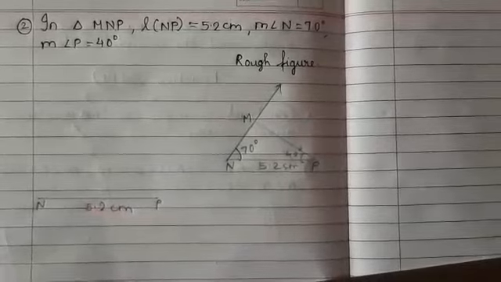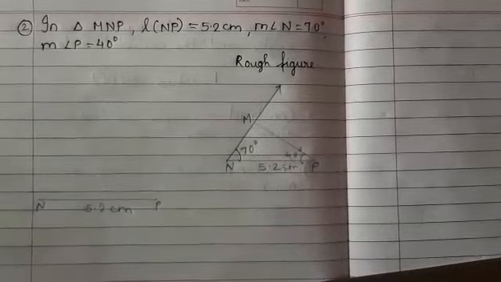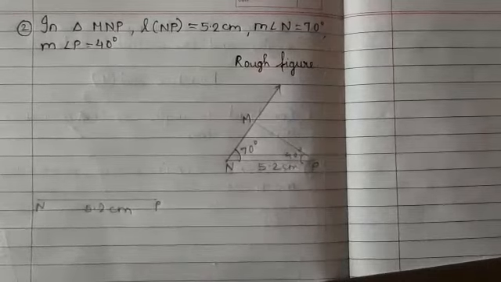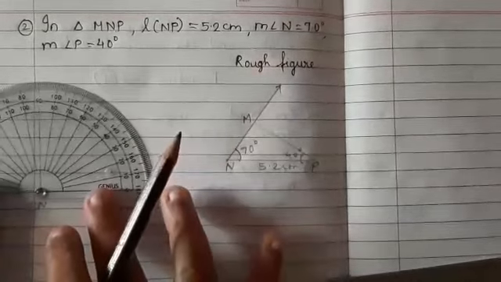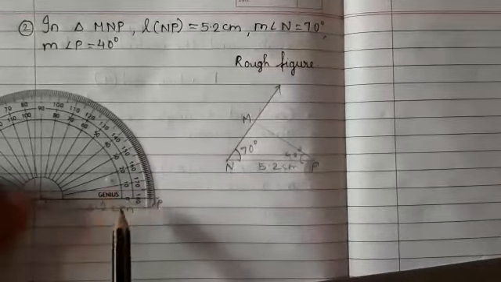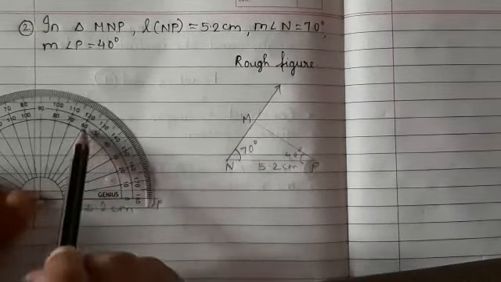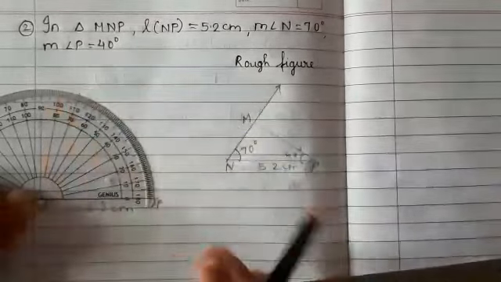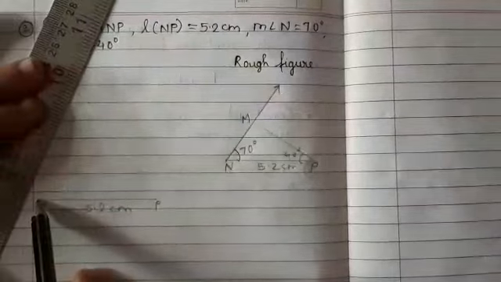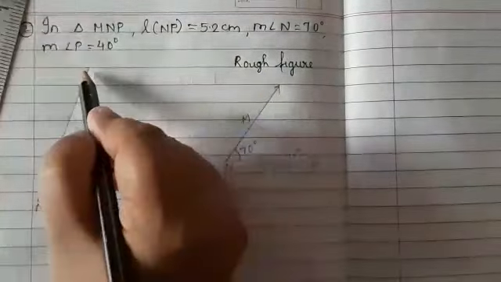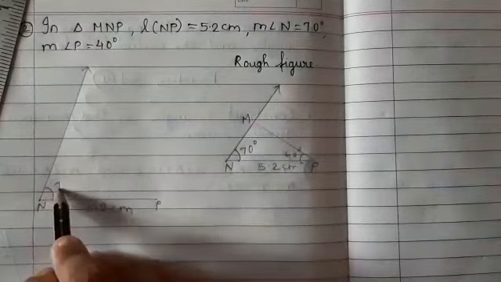Okay, done. Now I will take the protractor and keep it on N first, because my N is 70 degree. So I will keep it here in this way, and now I will see the right side 0, and I will search for 70 and mark 70 there. Okay, so this is my 70 degree. I will write here 70 degree.